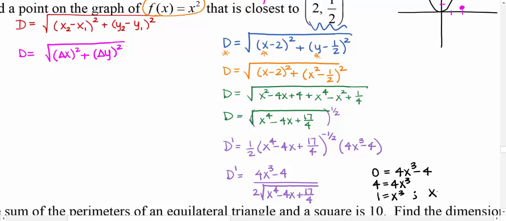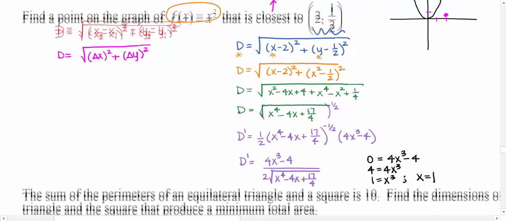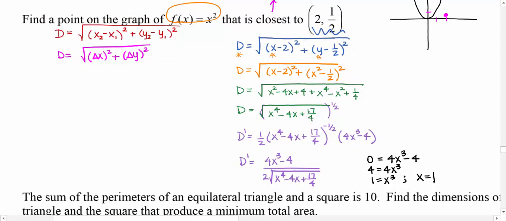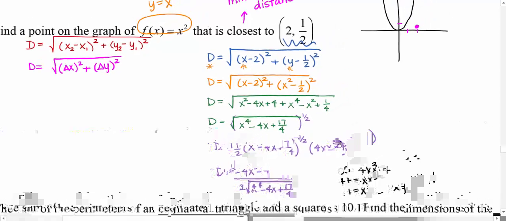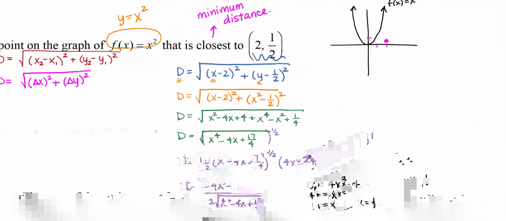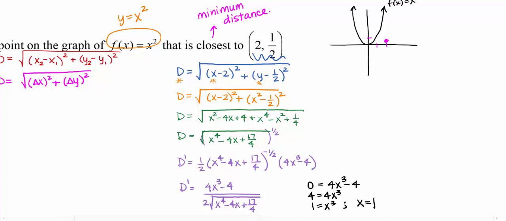So x equals 1. And when I reread the question to make sure that I am actually answering the problem, it does say find a point on the graph of f of x equals x squared. So I go back to my graph or go back to my function, and if I have x equals 1, I know what that point is. So if x is 1, y is x squared. So y is 1 as well.